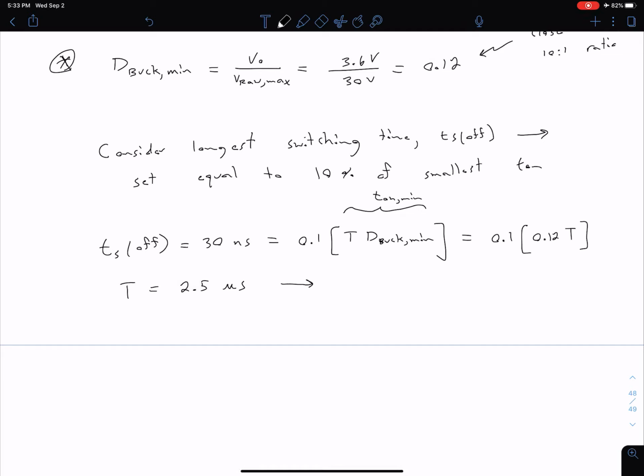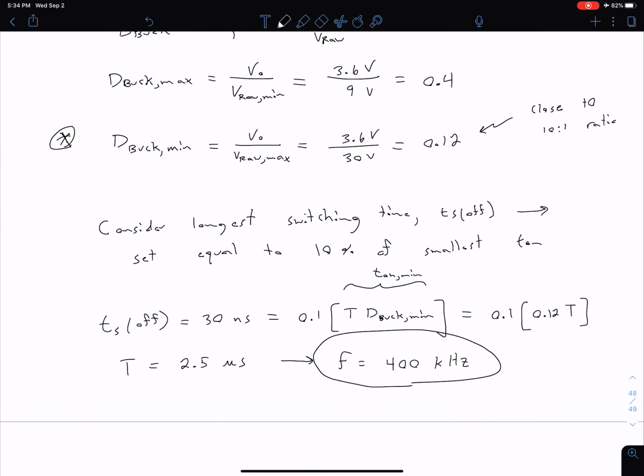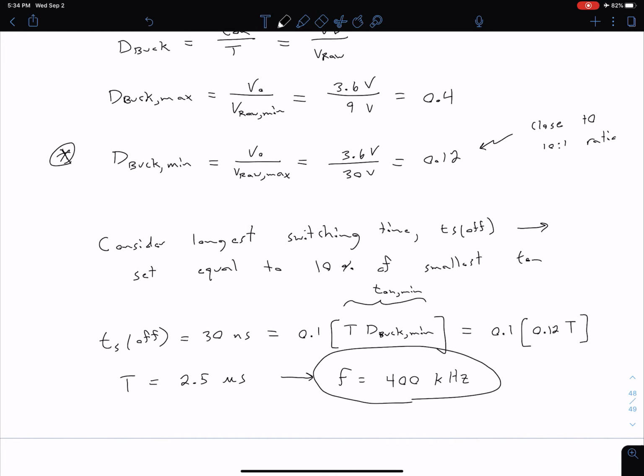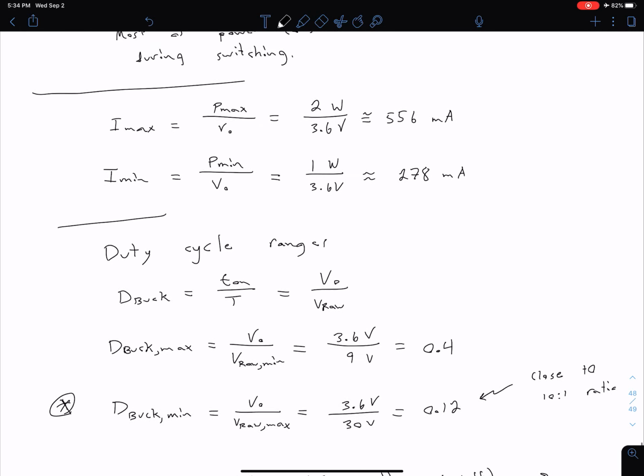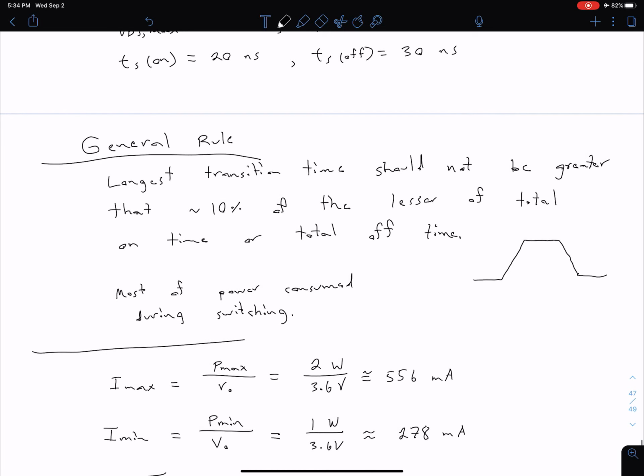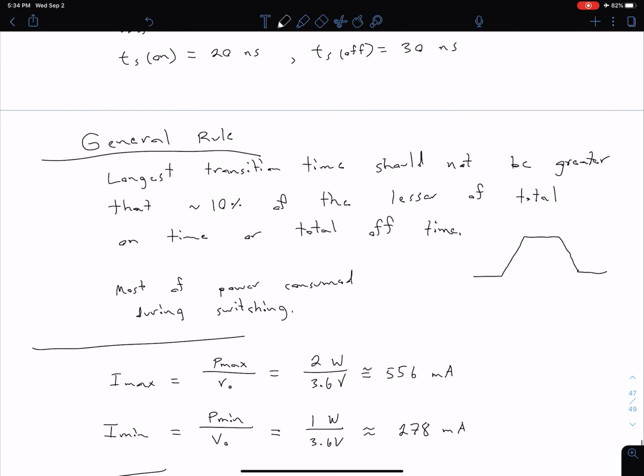And we just invert that to get our frequency. And we can select a frequency of 400 kilohertz. So this is based on the specs of our MOSFET available. This is reasonably the highest frequency that we can choose in order to minimize the value of the inductor that we're going to need. And so, of course, smaller inductor value means a cheaper inductor in most cases. And again, notice we had to use the smaller T on time just because of that general rule we stated of keeping our switching time less than 10% of the smallest T on or T off time.